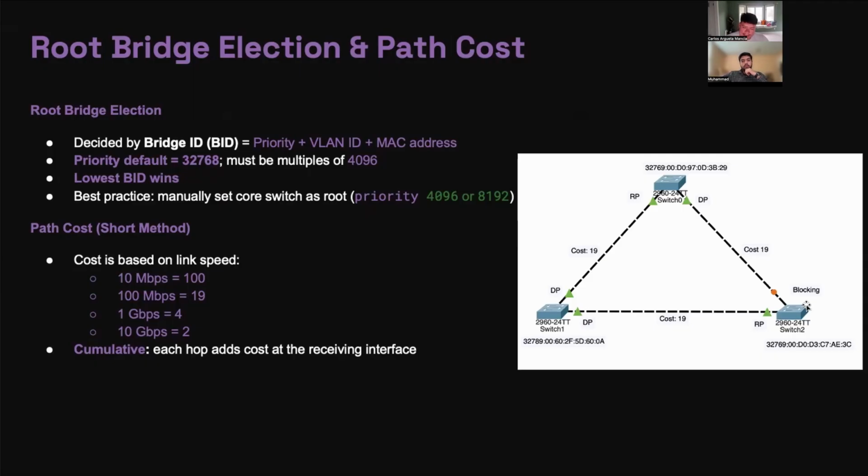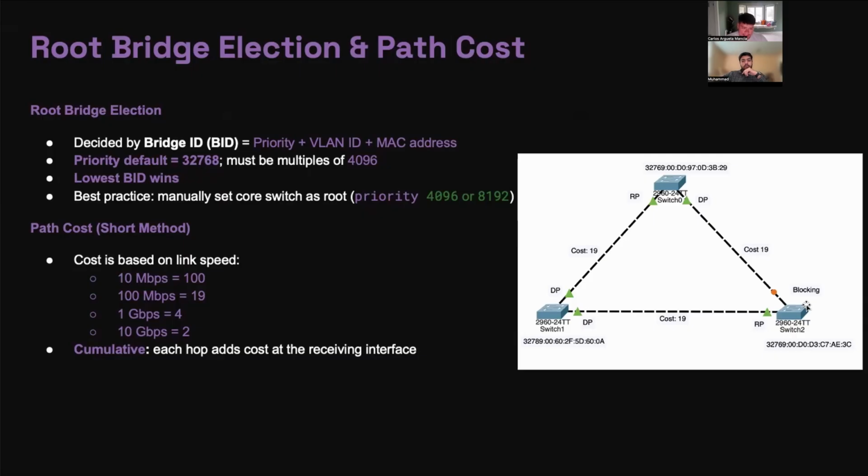So best practice in the real world is you manually set your core switch as root, with the root primary or secondary command, or you define the priority of 4096 and 8192.